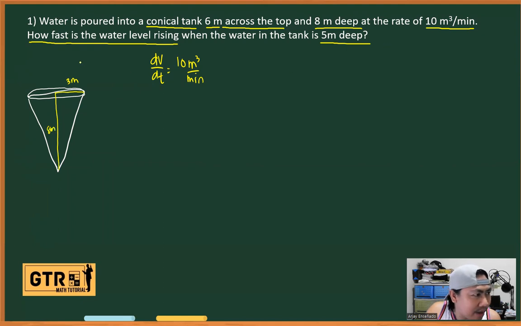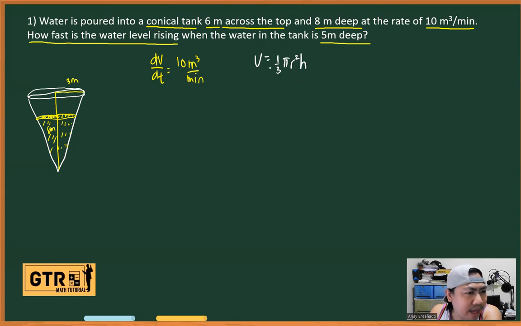So ang tinatanong, how fast is the water level rising when the water in the tank is 5 meters deep? So 5 meters deep daw, ito yun. Let's say ito yung 5 meters. So ayan, 5 meters. How fast is the water level rising when the water in the tank is 5 meters deep? So alamin muna natin ano ba ang volume ng cone. So ang volume ng cone is 1/3 pi r squared h. Okay? 1/3 yan ng volume ng cylinder, kasi cylinder is pi r squared h.